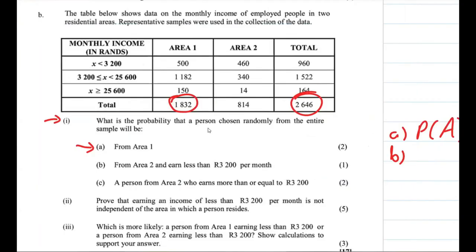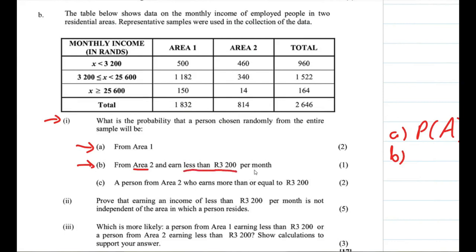Now, what is the probability that a person chosen randomly from the entire sample will be from area 2 and earn less than 3,200 per month? All right. Now, I'll show you a cool technique for how you can find that. If you're dealing with an "and" situation, I tell my learners, take the 2 things that they're referring to. They're referring to area 2 and less than 3,200.